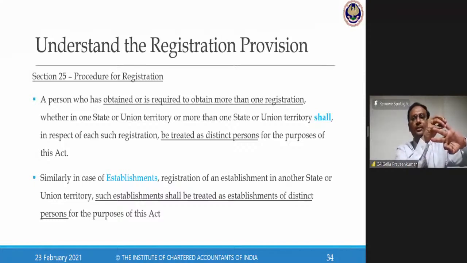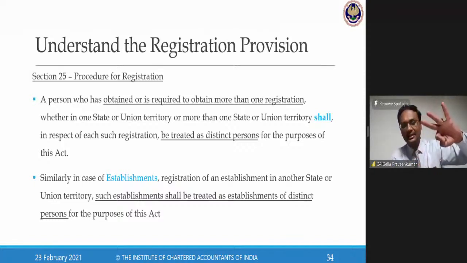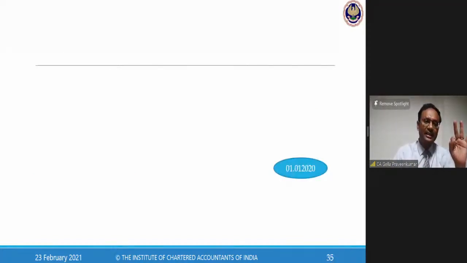When stationery is moved from one registration, one unit, to a second unit, a third unit, schedule 1 comes into picture: supply between distinct persons. Any stationery moved from unit 1 to another unit, schedule 1 under CGST law gets applied. Movement of goods from one unit to another unit is deemed to be a supply, from one distinct person to another distinct person. This is what is important about your distinct person.